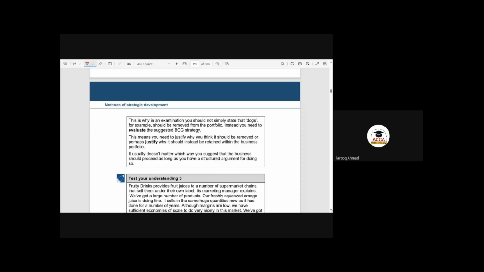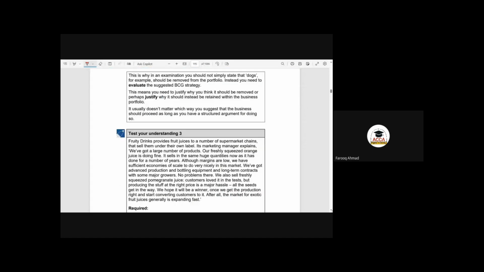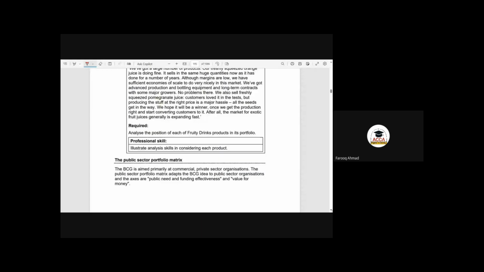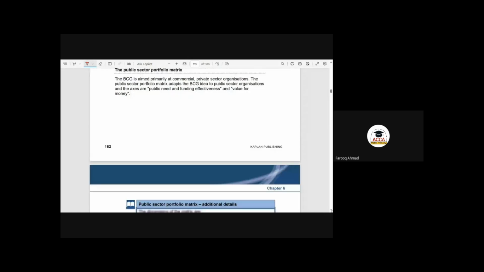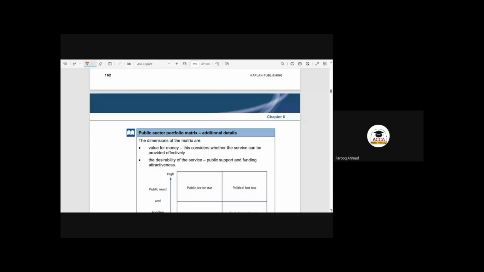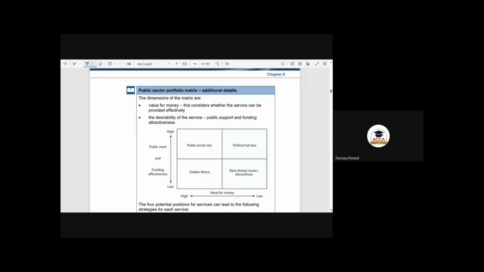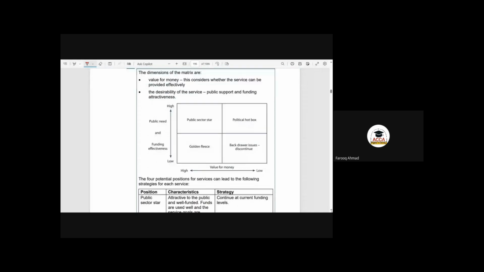Evaluating BCG strategies. BCG strategies are most commonly tested in the exam. Prepare for this strategy. Illustrate analysis skill considering each product. Students, you can make your own exam tips. If you see some topic is not tested in the last 3-4 attempts, make sure it is going to test you in your coming exam.